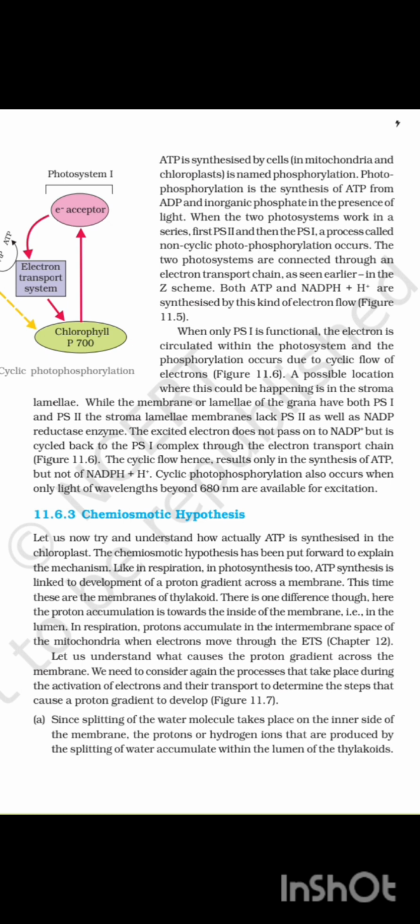Let us understand what caused the proton gradient across the membrane. We need to consider again the processes that take place during the activation of electrons and their transport, to determine the steps that cause a proton gradient to develop. Figure 11.7. A. Since splitting of the water molecules takes place on the inner side of the membrane, the protons, or hydrogen ions, that are produced by the splitting of water accumulate within the lumen of the thylakoid.